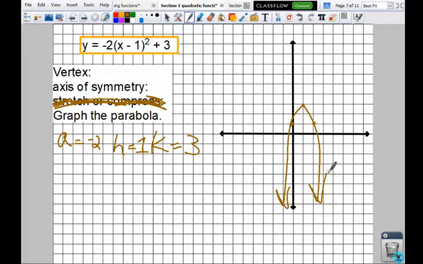Alright, looks pretty good. Nice job, Dazen. Thank you. So check your parabola with Dazen's. See if it looks at least pretty close. It might look a little off just because you're doing it by hand.